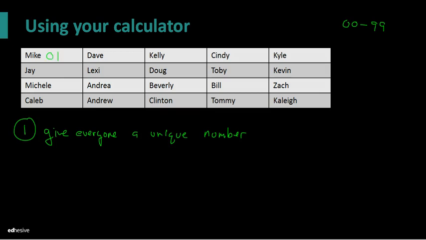So let's see here. Mike gets 01, Jay 02, Michelle 03, Caleb 04, Dave 05, Lexi 06, Andrea 07, and so on. How you do this, by the way, does not matter. You could go around and do this totally randomly, or you could go long ways by column or by row. It really does not matter as long as everybody has a different number. I don't even have to use 01 through 20. I could have done 31 through whatever. The point is everybody needs a different, unique number.